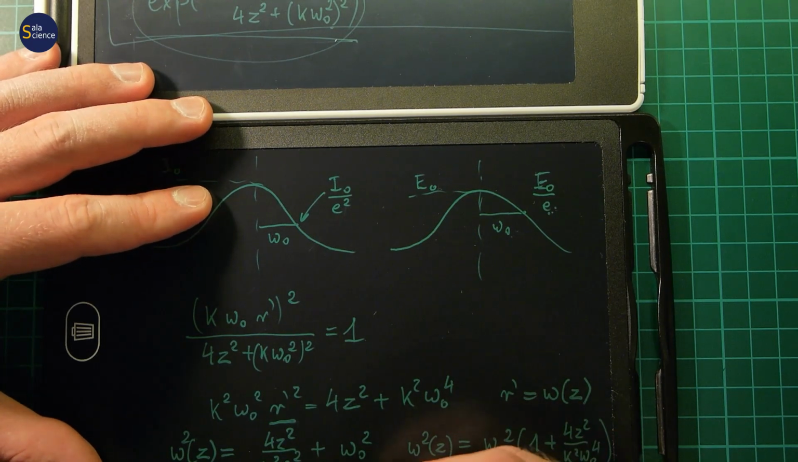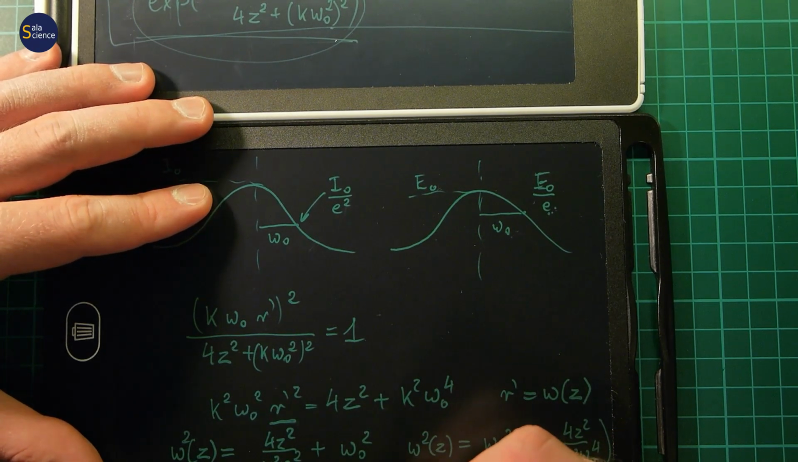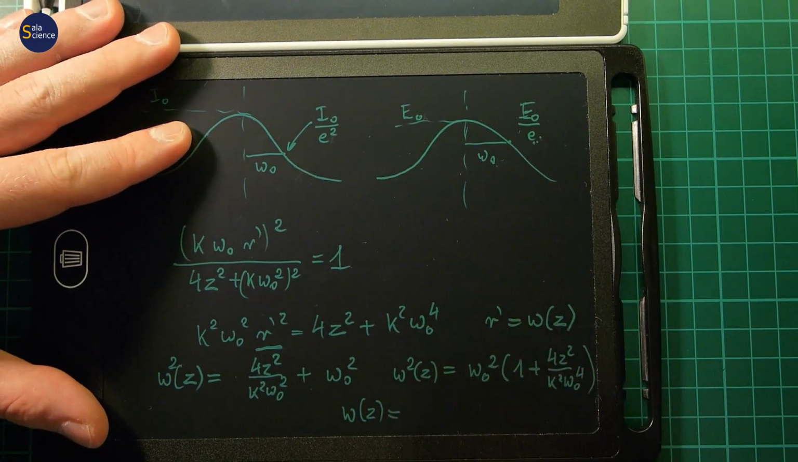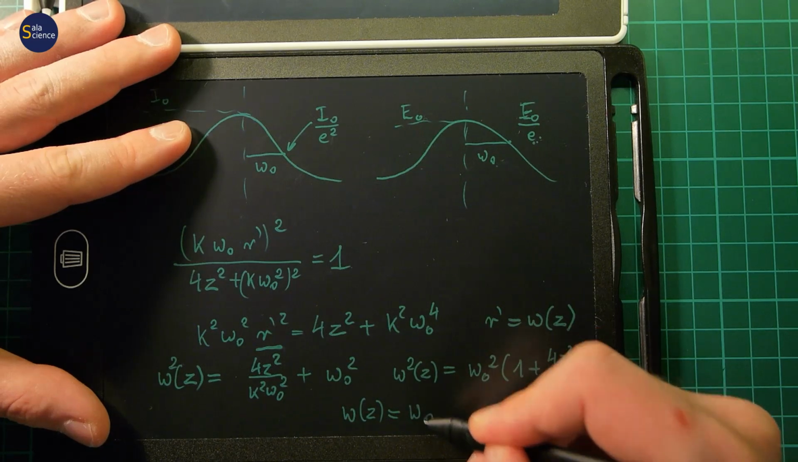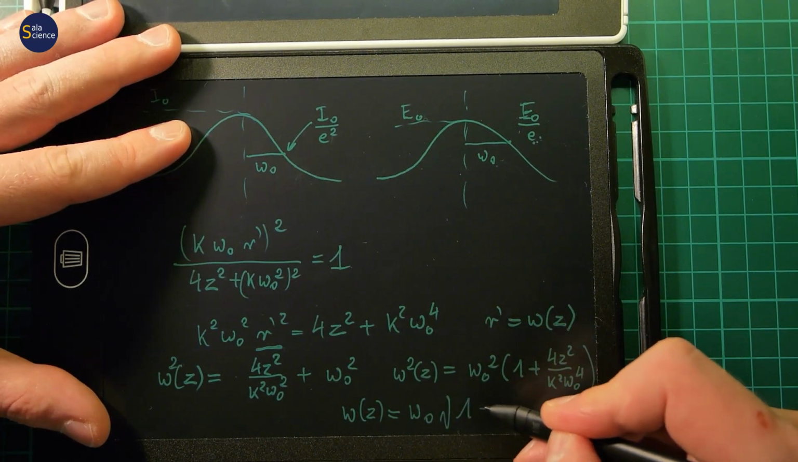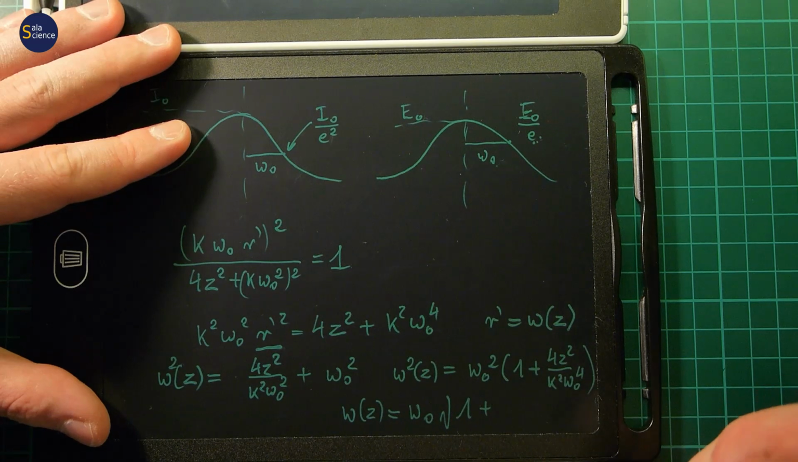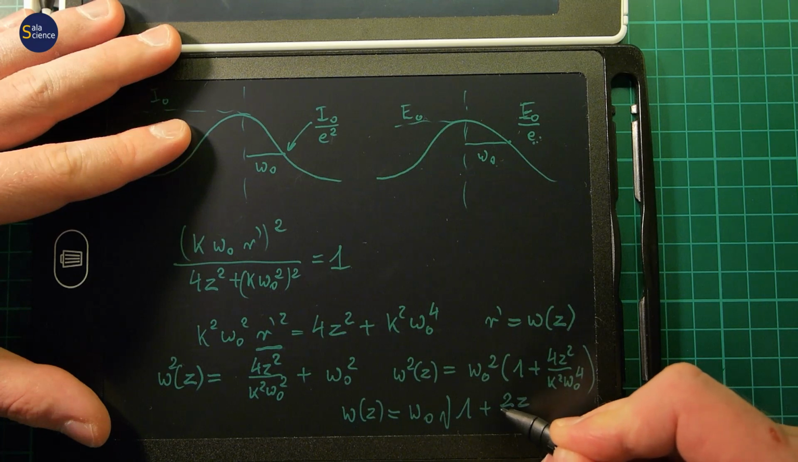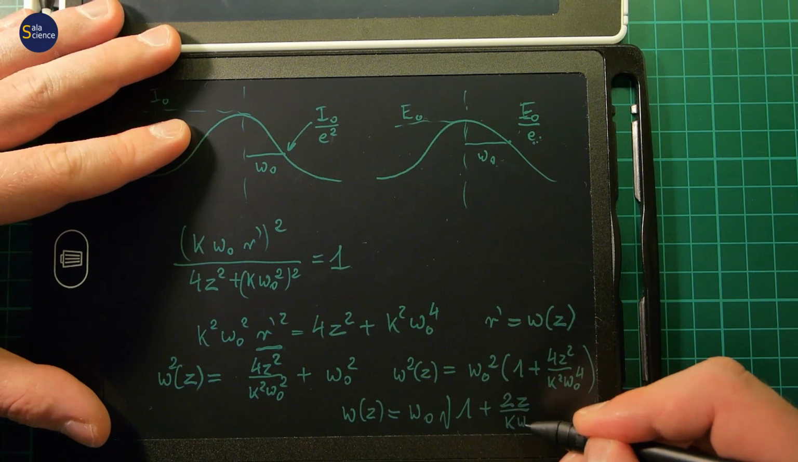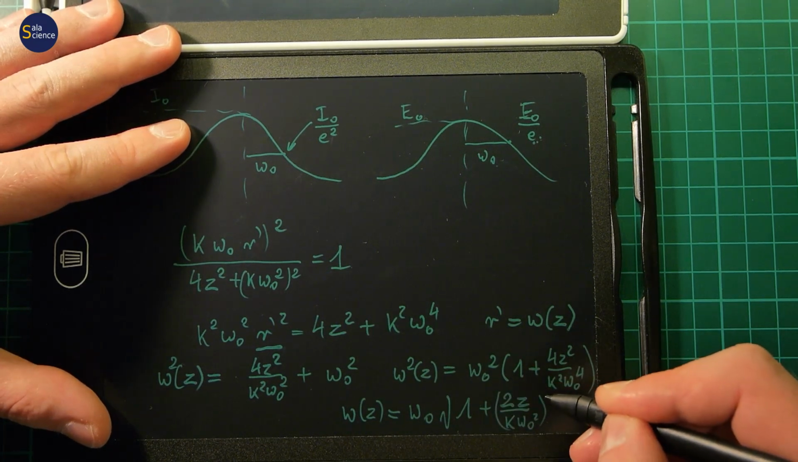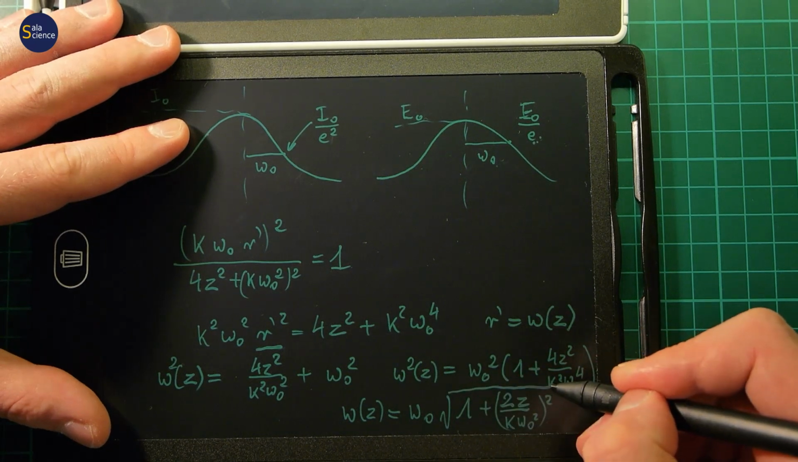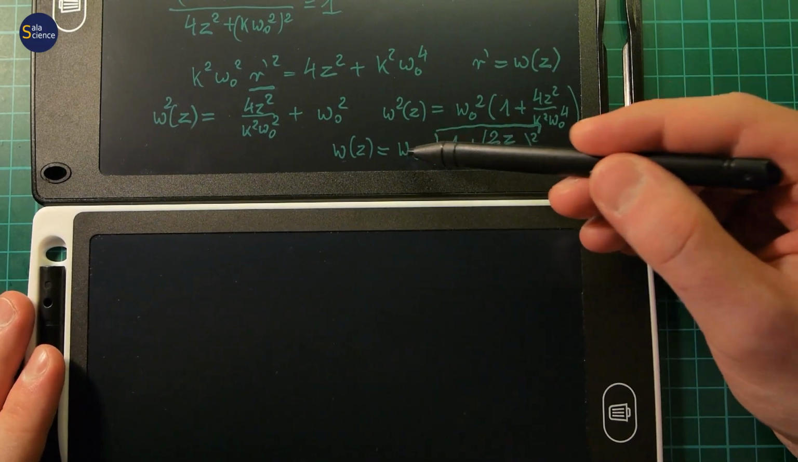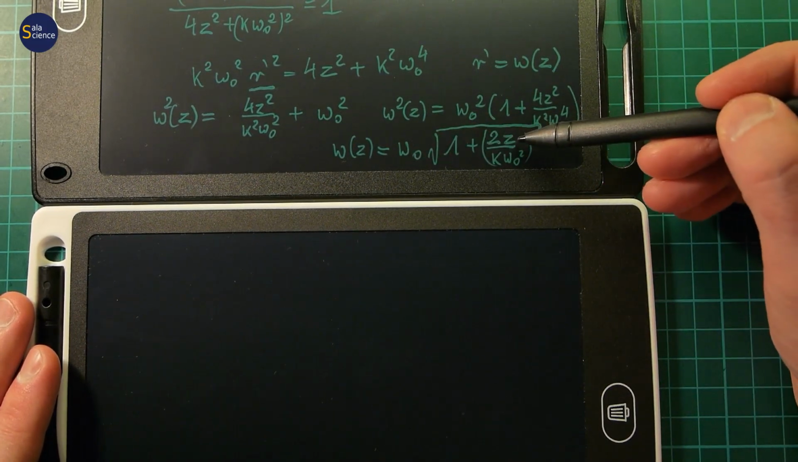So let's take the square root of this, and we have the width, which equals w naught square root of 1 plus 2z over k w naught squared, and this is squared. So now we have an equation describing the width of the beam at the distance z.